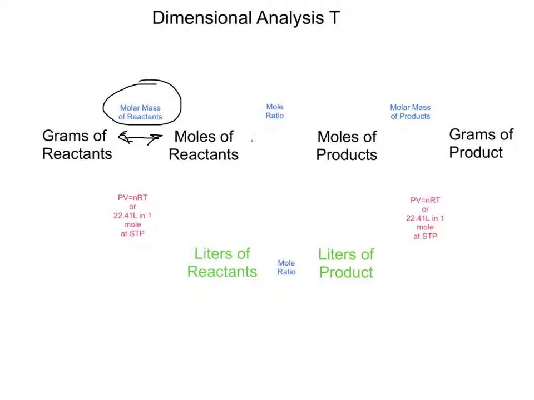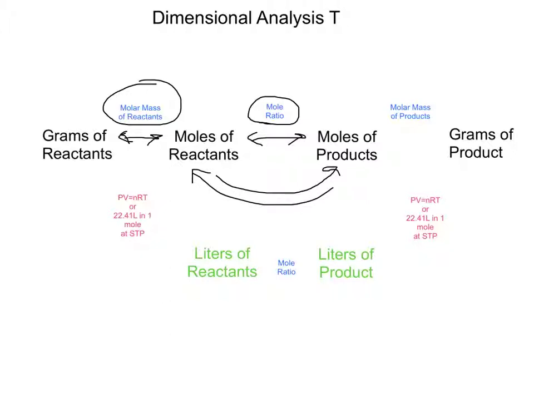Now, from moles to moles, this is what we're working on in stoichiometry now. We use the mole ratio. And we worked on this in class with the ChemQuest and the POGIL about mole ratio from looking at the balanced chemical equation. That'll take me from moles of reactants to moles of products, or from moles of products to moles of reactants. I can use it either way.